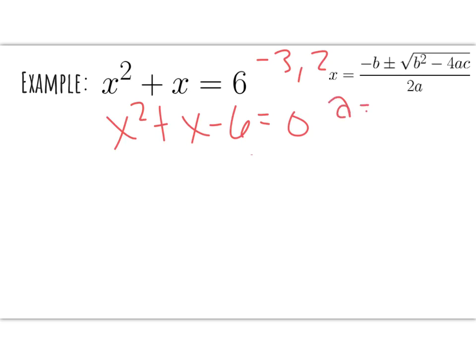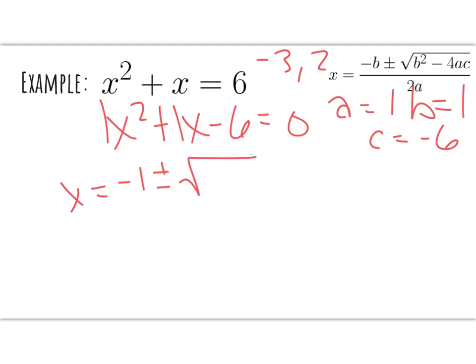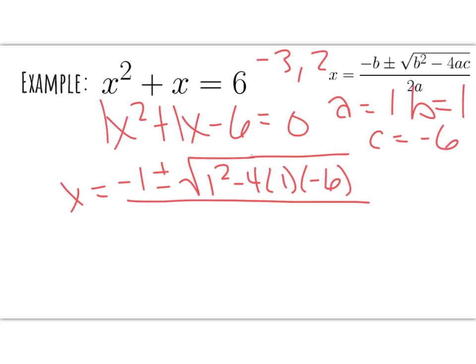We know that a is 1, that's the coefficient on x squared. We know that b is 1, that's the coefficient on x. And c is negative 6. So we'll plug in. We'll say that x is equal to, we start with a negative b. Well, if b is 1, so we have negative 1, plus or minus square root of b squared, b is 1, minus 4 times a, which is 1, times c, which is negative 6. This whole thing is going to be over 2 times a, or 2 times 1.